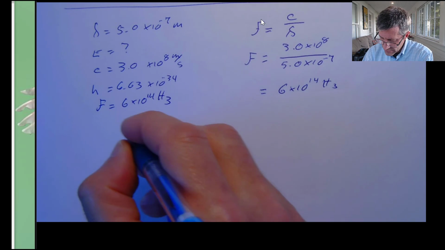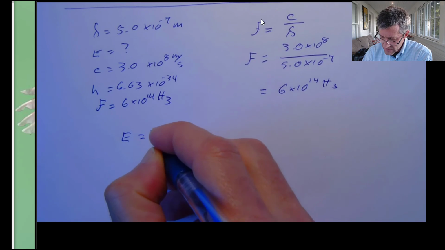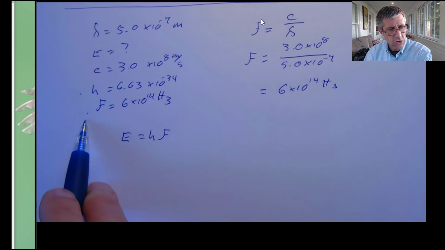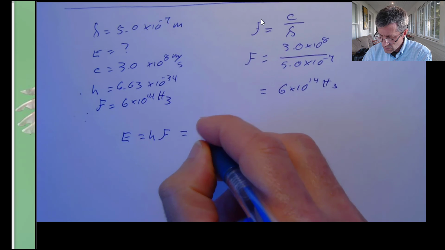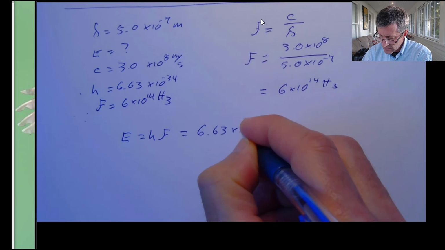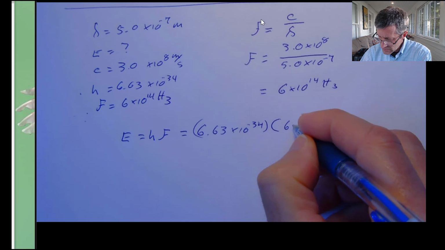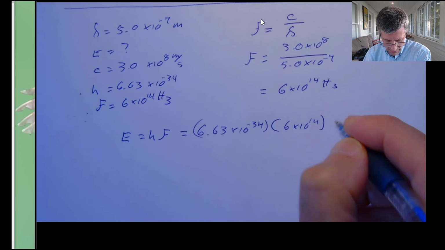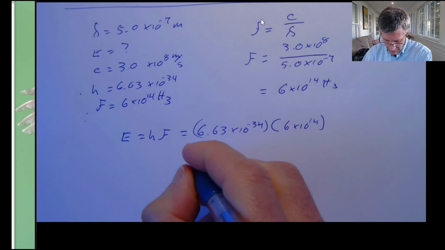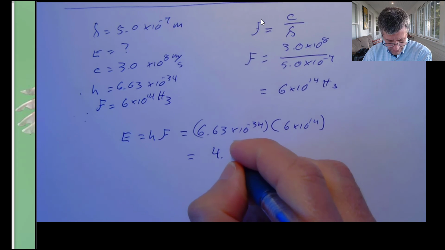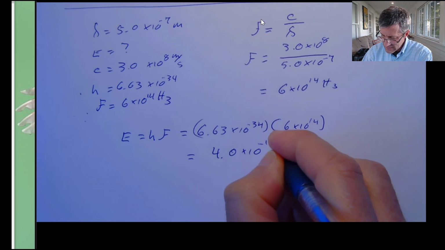Okay, so now I want to get to energy. Energy is going to be Planck's constant times the frequency. I know those two, so I'm just going to plug them in. So it's 6.63 times 10 to the minus 34, multiplied by 6 times 10 to the 14. When I plug that into my calculator, I'm going to get something around 4.0 times 10 to the minus 19 joules.